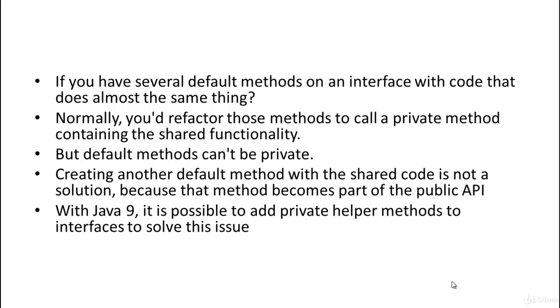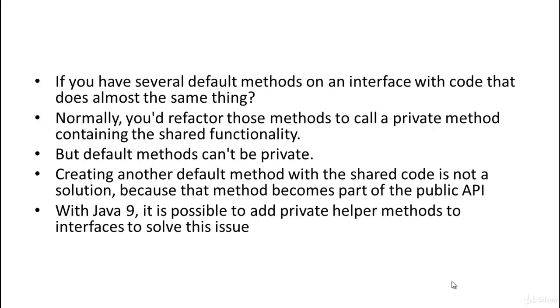So in a scenario where several default methods on an interface have code that almost does the same thing, in general you can refactor those methods to call a private method containing the shared functionality. But now the problem is we cannot have private default methods. So where shall we put this common functionality?